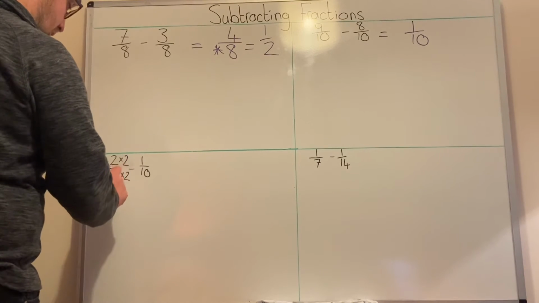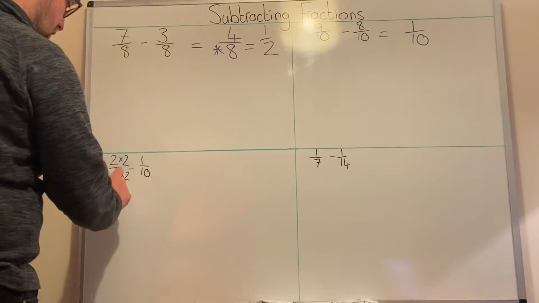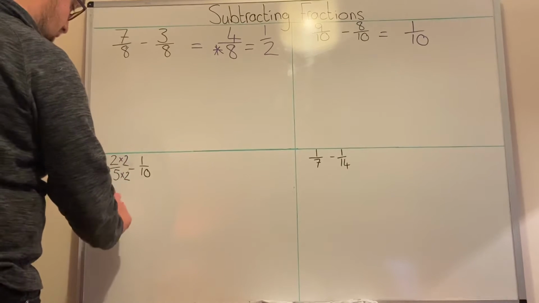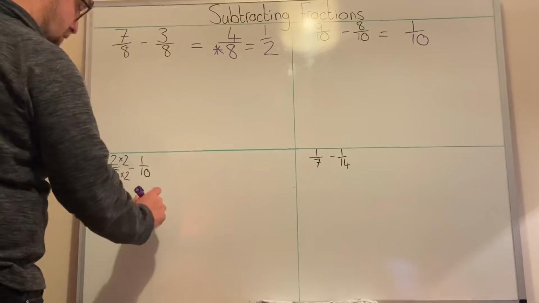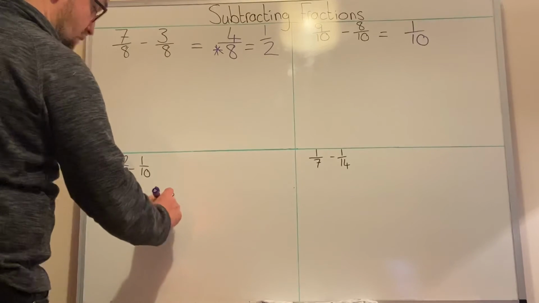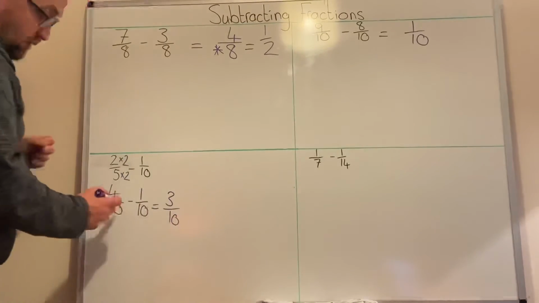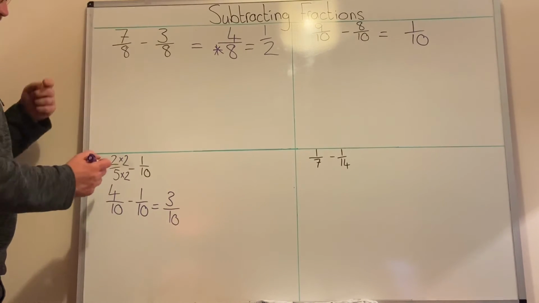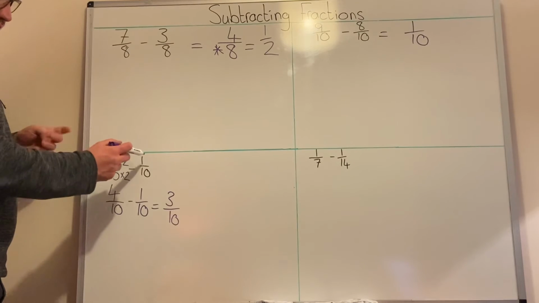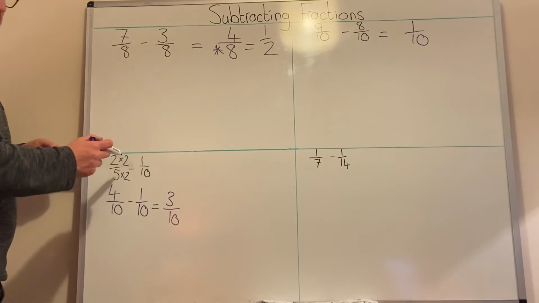Okay, so we end up with 2 times 2 is 4. 5 times 2 is 10. So it's 4/10 minus 1/10. Which is 3/10. Okay, at this point, we're exactly where we were here. Okay, the only difference is the different numbers. Okay, so what we've got to remember is we've got to have the two denominators exactly the same.